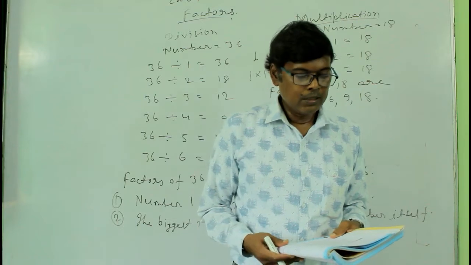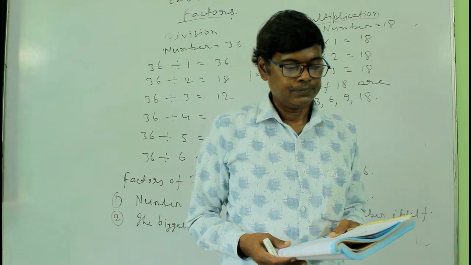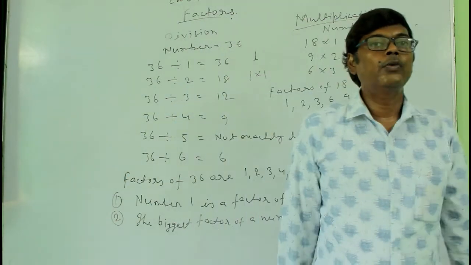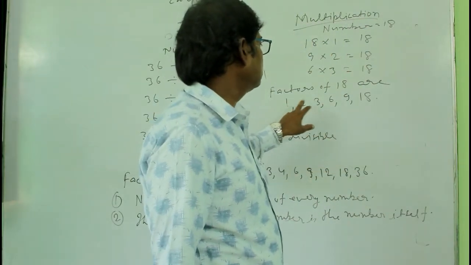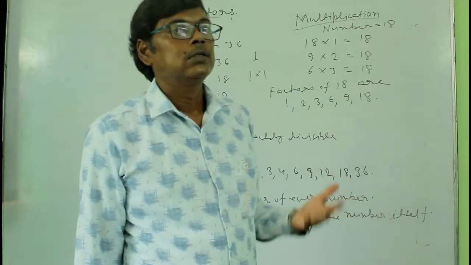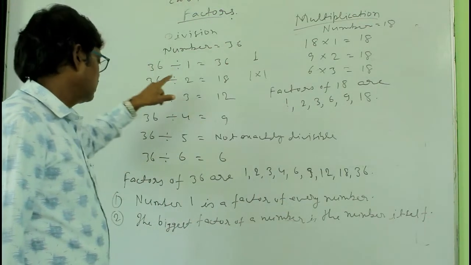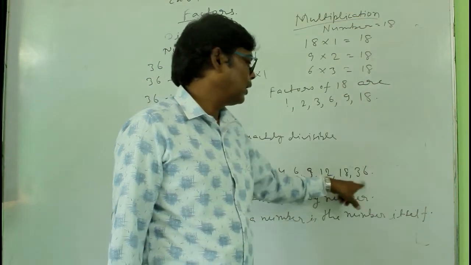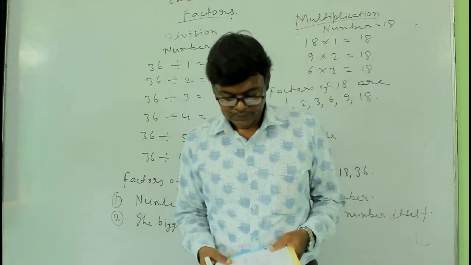A number has a limited number of factors. Like here, 18. How many factors does 18 have? 1, 2, 3, 4, 5, 6. That is, there are 6 factors. 18 has 6 factors, so they are limited in number. Similarly here 36: 1, 2, 3, 4, 5, 6, 7, 8, 9. So 36 has 9 factors. So these are limited, right?